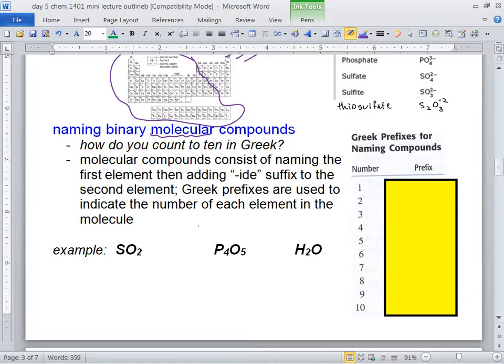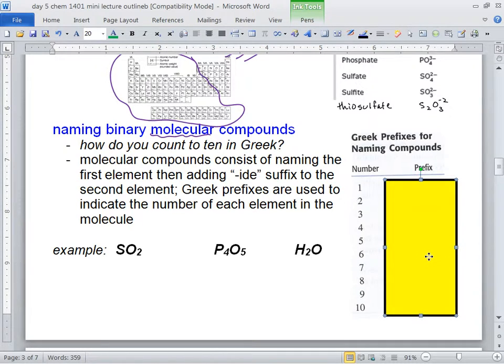Because we already know S is sulfur, O is oxygen. It would be nice if we didn't have to count to 10 in Greek. We would say 1 sulfur and 2 oxygens. But that's not how they do it, right? They're going to call it monosulfur, and how do you count to 2 in Greek? Someone said di. That's right, it's di. Dioxide. Okay, so let's see if we can count to 10 in Greek.